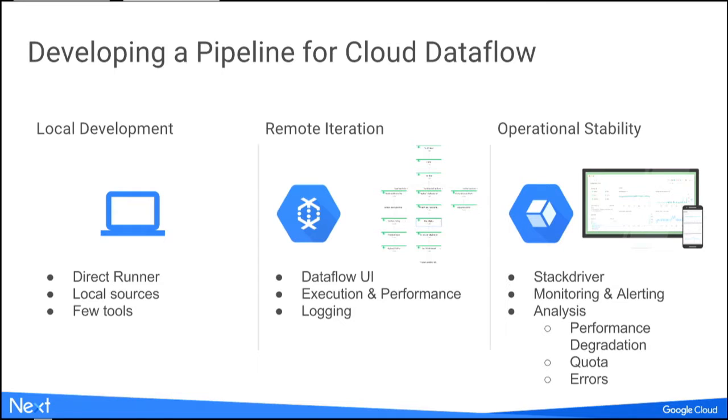And then after you have your pipeline doing what you generally want it to do, this is where you move into remote iteration. So you're going to push this out to the cloud. You're going to run it out there. You're going to start looking at your job in the Dataflow UI.